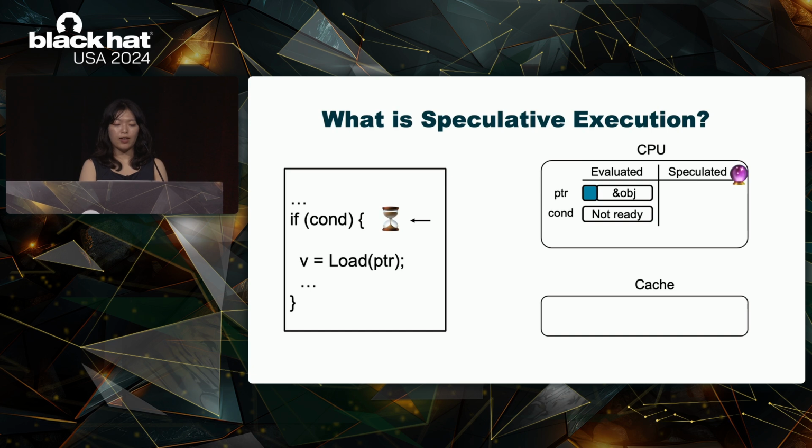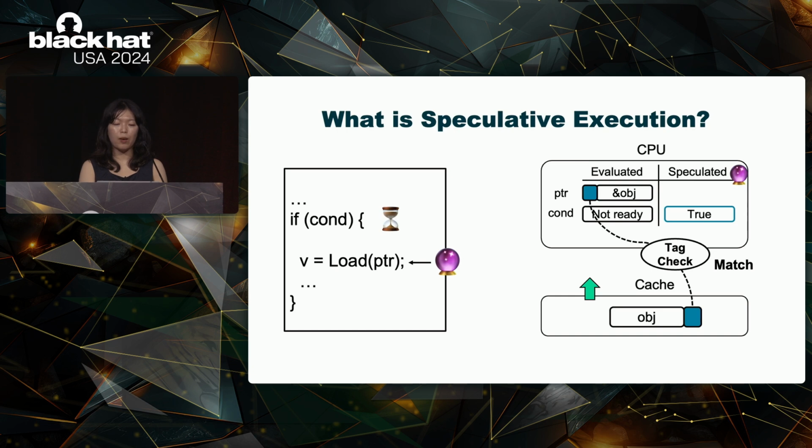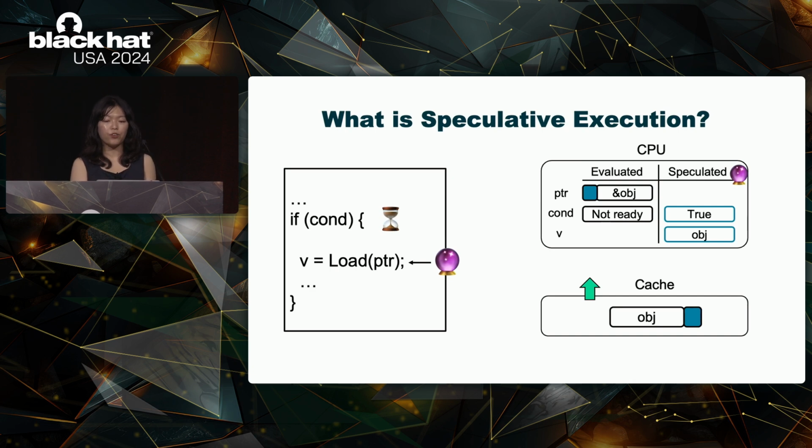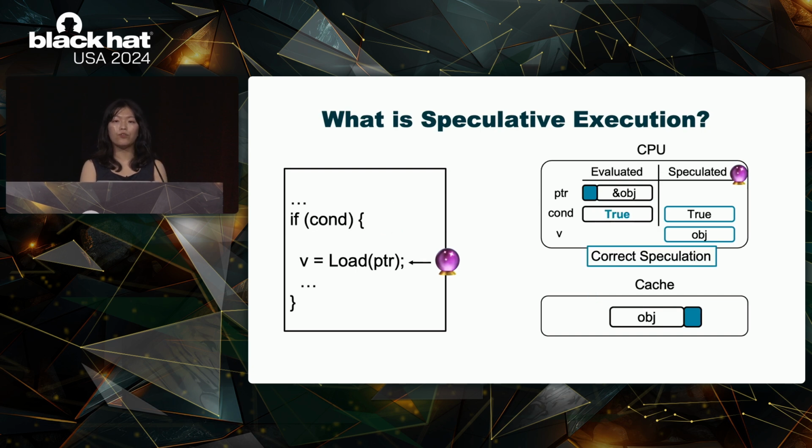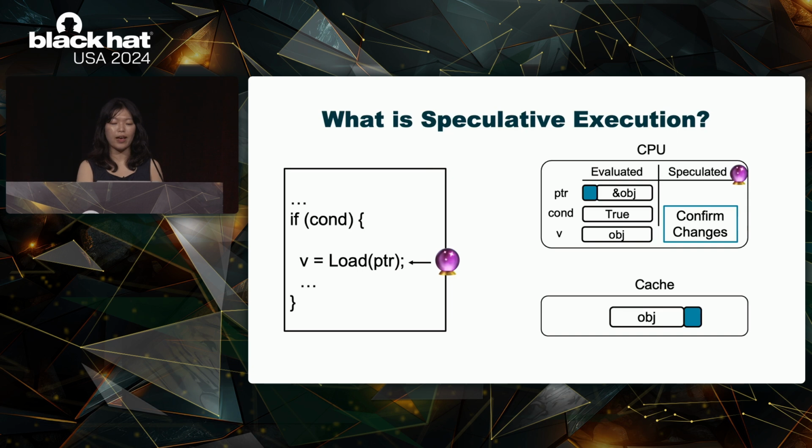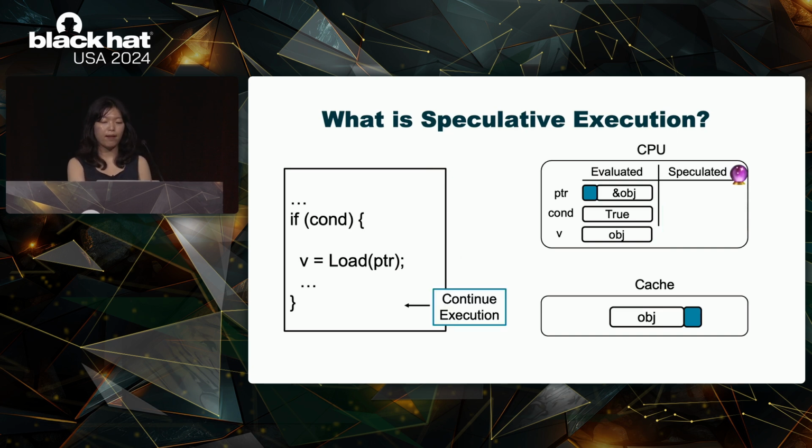So the CPU speculates that this condition is true and executes the true branch. And on this load instruction, the CPU would dereference the pointer and check the pointer's tag with the memory tag. And here we assume a tag match. Then the memory object is loaded into the CPU. But since it is loaded by a speculative execution, the CPU holds the loaded data in a speculated state. And when the condition value is later ready and it is actually true, the speculation is correct, and the CPU confirms the speculated state to the actual evaluated state. Then it continues the execution.